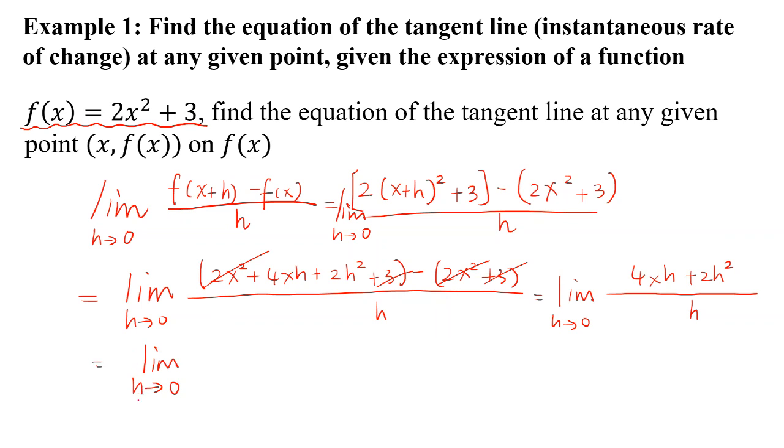Note that h approaches 0, but h is not 0, right? So we can cancel an h here, which gives 4x plus 2h. So that means when h approaches 0, 2h should also approach 0, right? And the limit of 4x plus 2h is just 4x, right? So this is our final result. Therefore, the slope of the tangent line at point (x, f(x)) is 4x, right?